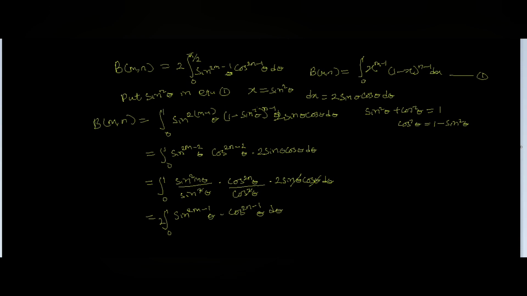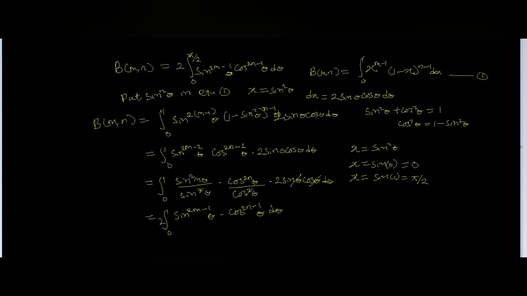Now we are going to change our limits from 0 to 1. Using x equal to sine square theta, you will discover that when you substitute the value of x to be 0, the lower limit, theta is 0. And when x is equal to 1, sine theta is 1, and the inverse of this is the same thing as pi over 2.